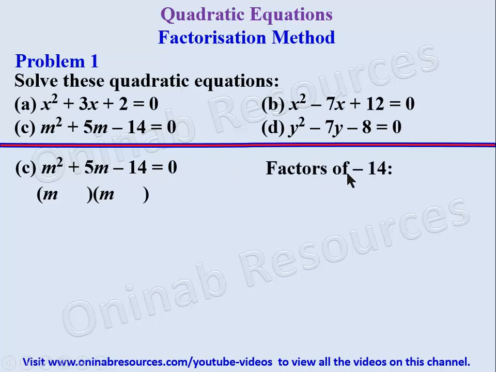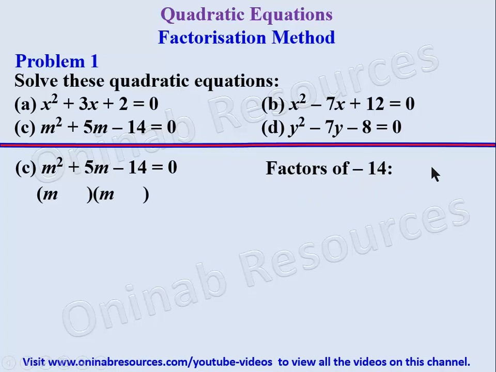So we are looking for two factors of negative 14 whose sum is 5. Since we are looking for two factors of a negative number and the sum we are looking for is positive, it means one of the factors must be positive.